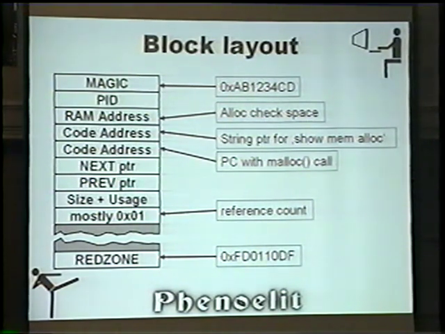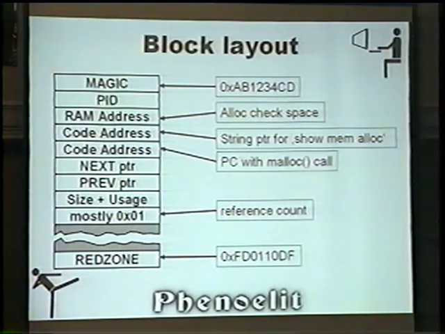You got the process ID. You got something which I find absolutely hilarious: the alloc check space. Every process is given 4 bytes of memory in the block header to put some dynamic canary in there, and validate that, to make sure nobody overwrote your block. Now, I have yet to find one single process in iOS that actually uses it. None does. Then you got a pointer to the name of your process, and the malloc address, where the malloc actually happened. This is the program counter address there.